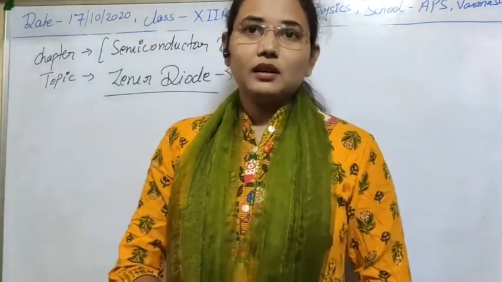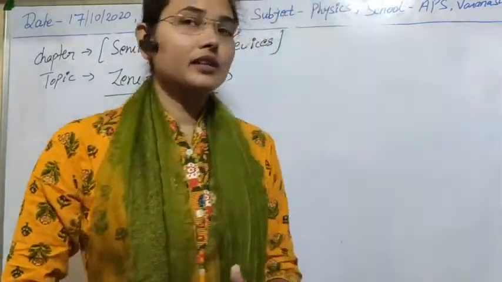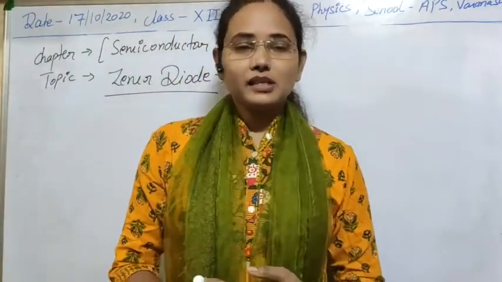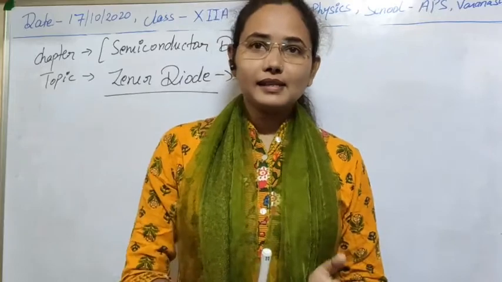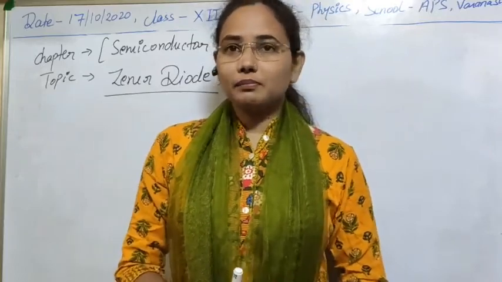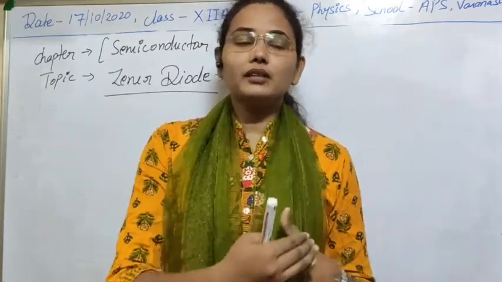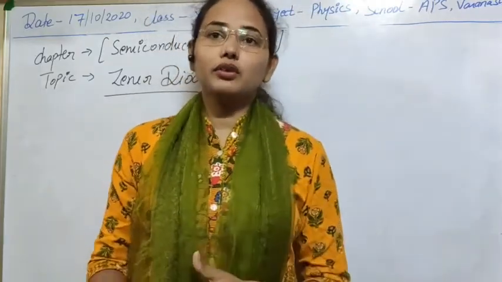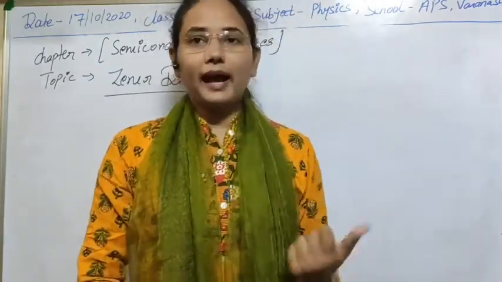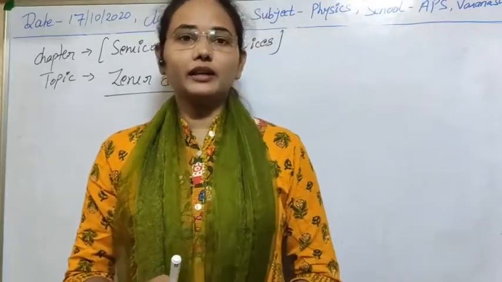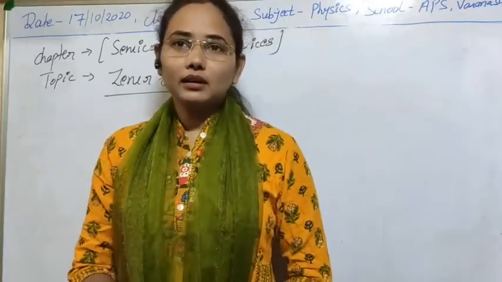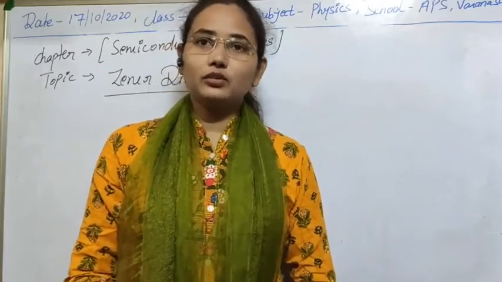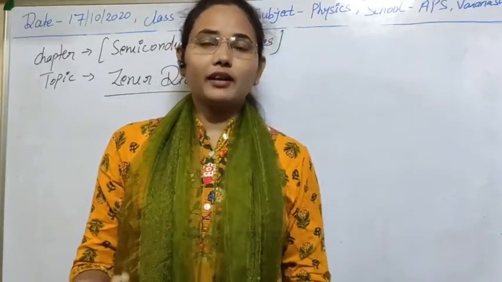Hello students. Yesterday we studied the diode as a rectifier, meaning how we can rectify an AC signal into a DC signal, or simply how we can convert the AC signal into a unidirectional DC current. With the help of a diode we can easily convert it, and we have seen a rectifier using one diode and a rectifier using two diodes, meaning the half wave rectifier and the full wave rectifier.